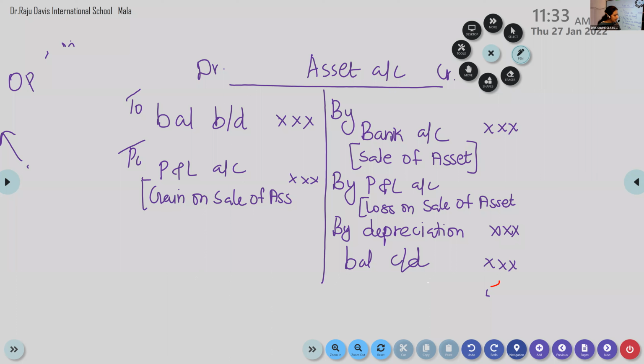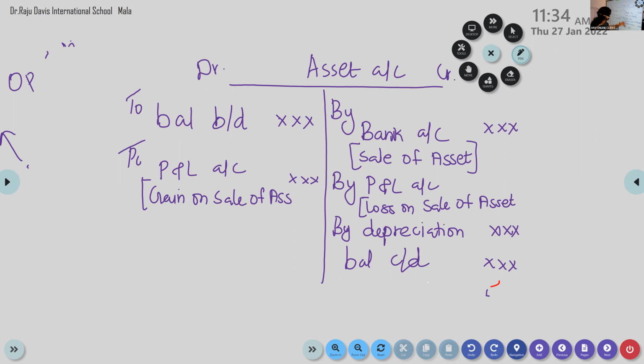Depreciation, what is the entry? Depreciation account debit to asset account. Depreciation is a loss. Loss increases, you debit. Value of asset decreases, you credit. So these are the items that appear on the credit side of the asset account: by bank account, sale of asset; by P&L account, loss on sale of asset; by depreciation, that amount; and balance carry down.